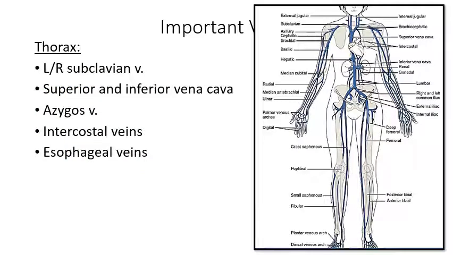In the thorax, we have the left and right subclavian veins that are removing blood from the arms. And then we have the superior and the inferior vena cava. The superior vena cava is bringing blood to the heart from the head and the arms, and the inferior vena cava is bringing blood up from the body. The azygous veins are draining blood from the costal region. They're draining blood from the rib cage area, from the intercostal muscles. And then the intercostal veins do that as well. And then there's the esophageal veins that drain oxygen-depleted blood from the esophagus.